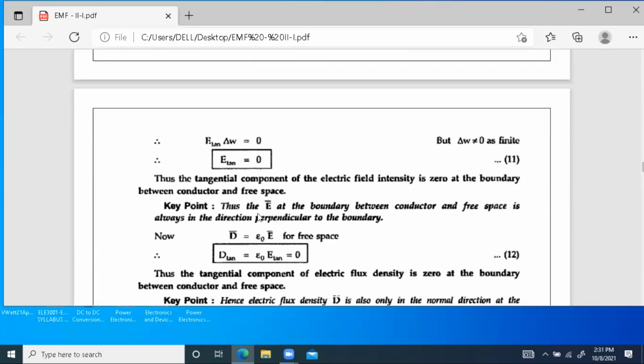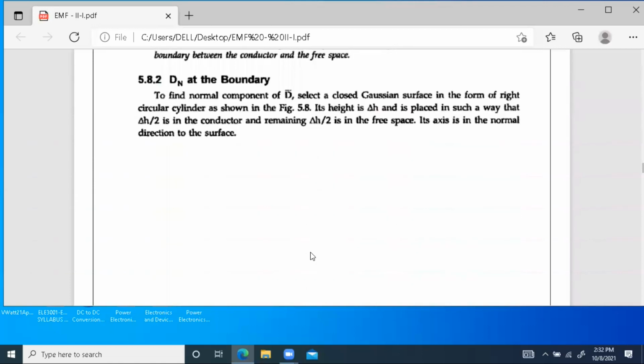So E tangential is equal to 0. So we said the tangential component of the electric field is 0. Key point: E at the boundary between conductor and free space is always in the direction perpendicular to the boundary. So E tangential is 0. Right? So D is epsilon naught E. So D tangential is also 0.